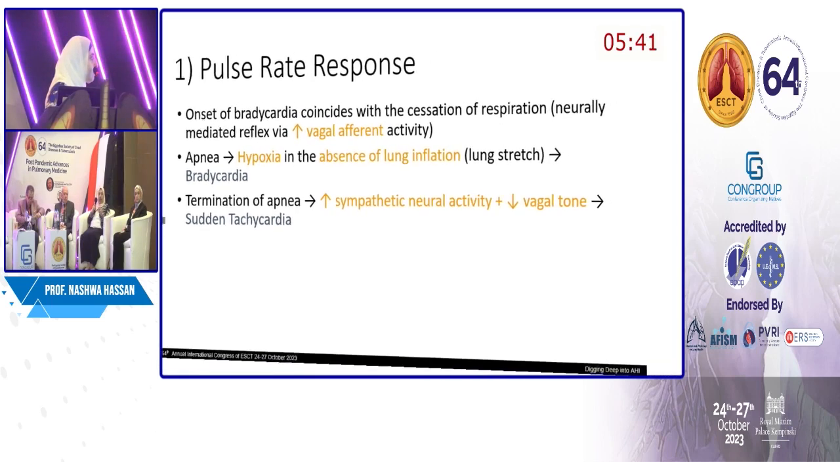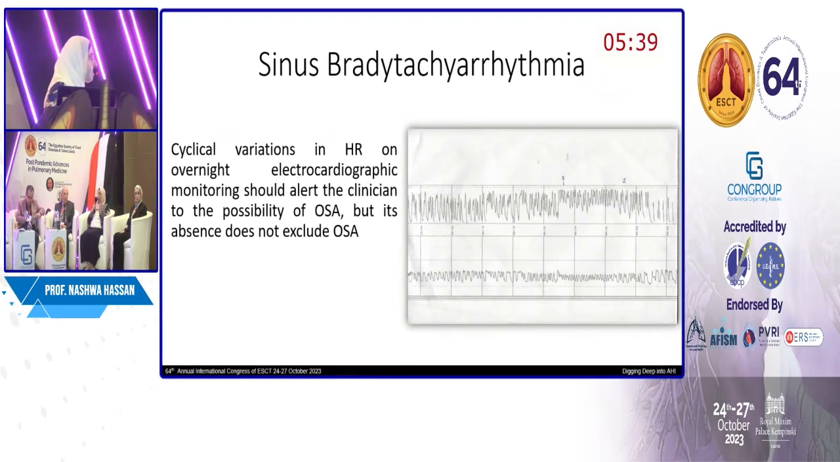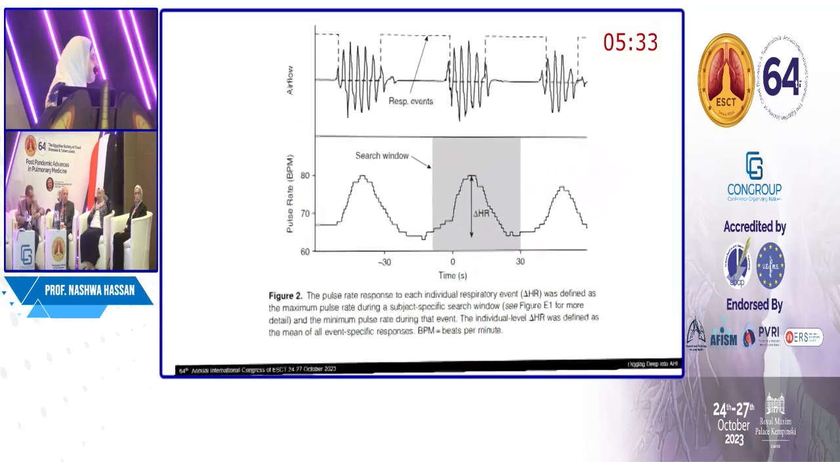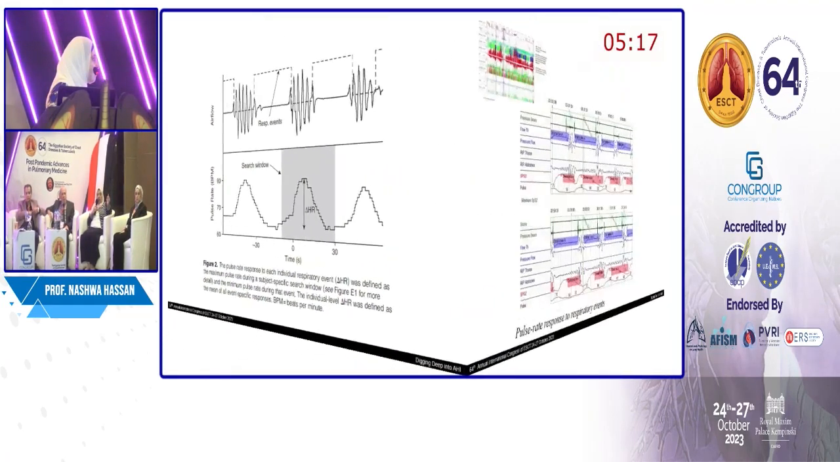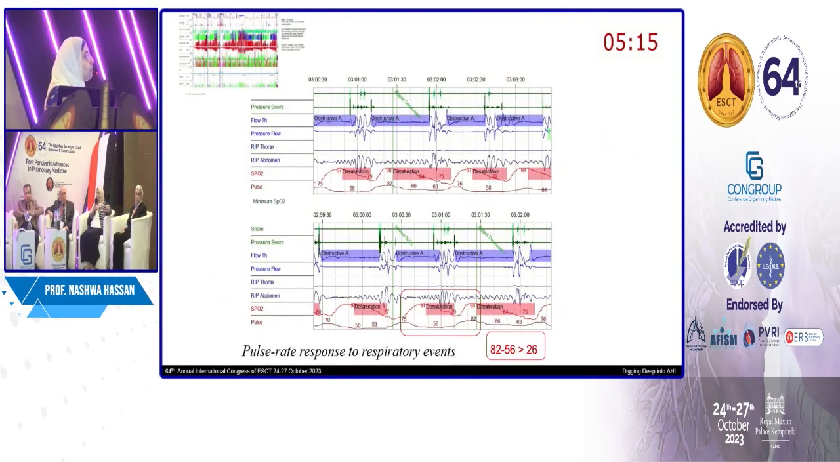Next, please. We all know that patients with sleep apnea suffer from brady-tachyarrhythmia, due to bradycardia that occurs during the event itself and tachycardia occurring with the termination. If we measure the pulse rate response between the bradycardia and tachycardia, this is very important. If this is more than 6 beats per minute, you mean the delta heart rate? 6 beats per minute. Okay.